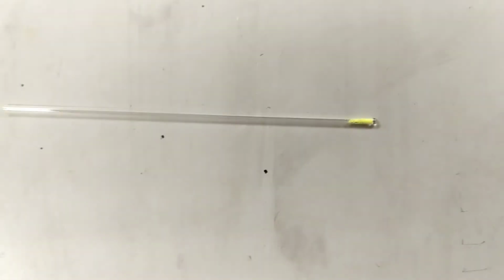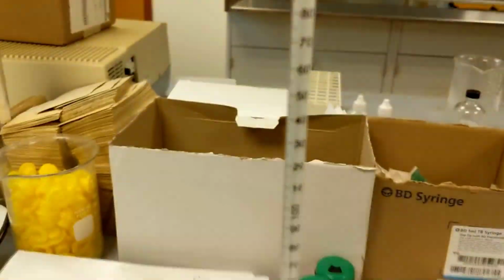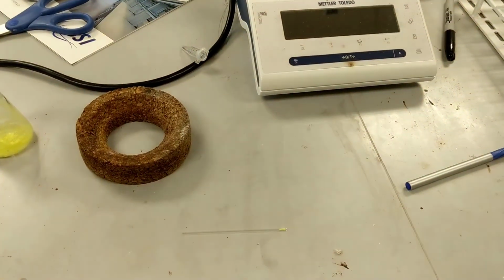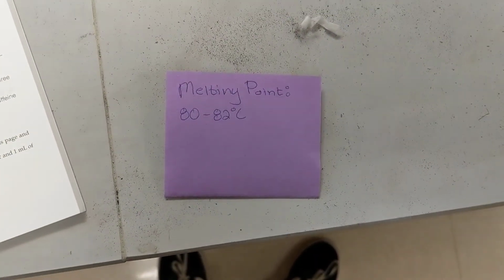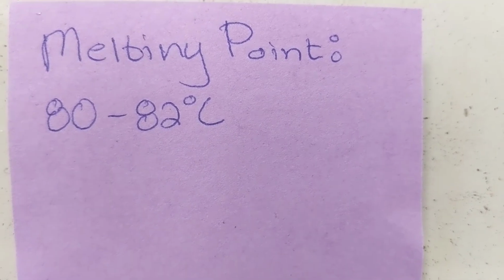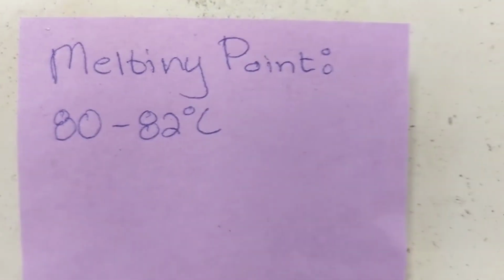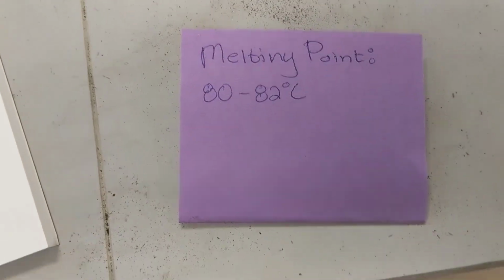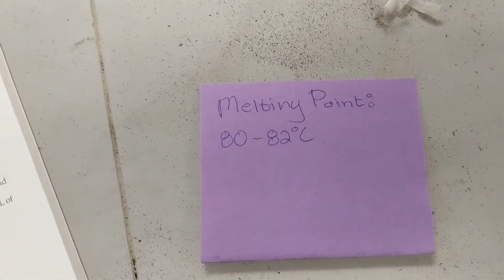I just wanted to show you guys what it looks like in the capillary tube. You see it down there? And I'm just going to put it into this machine and get the melting point. Alright guys, this is the last piece of data you need, the melting point for unknown A. This is what we got. From there, you can use this table in your book to figure out what it was that was in unknown A.